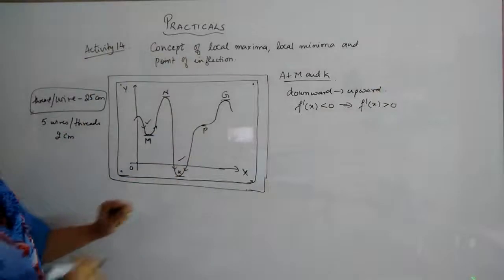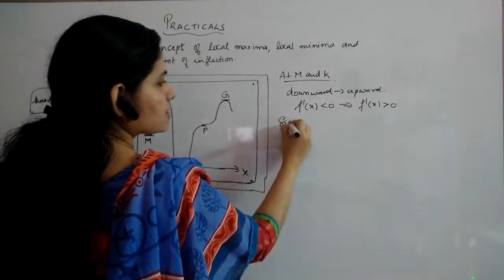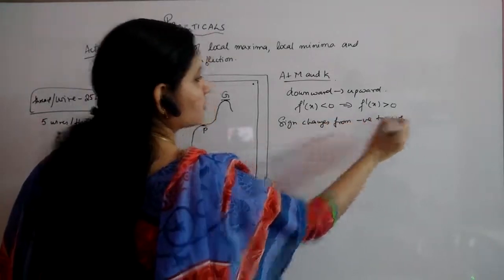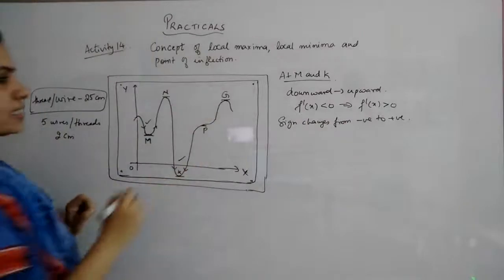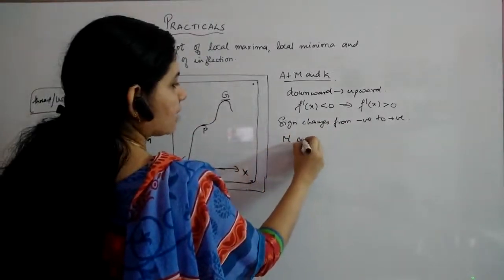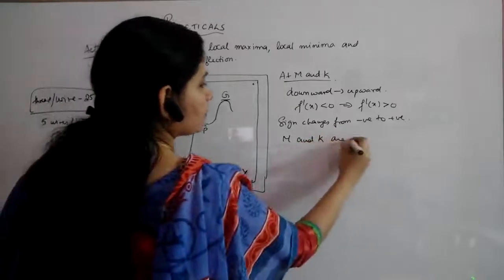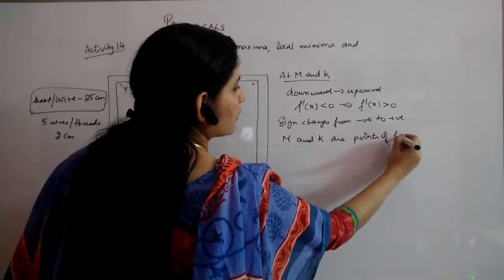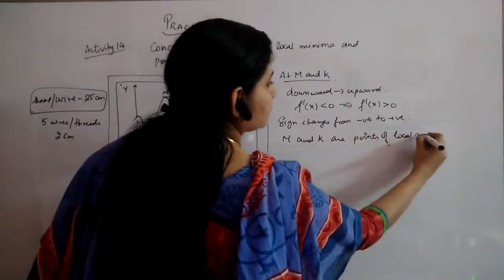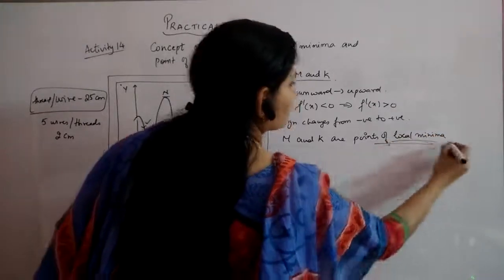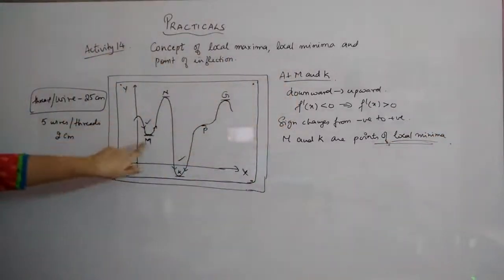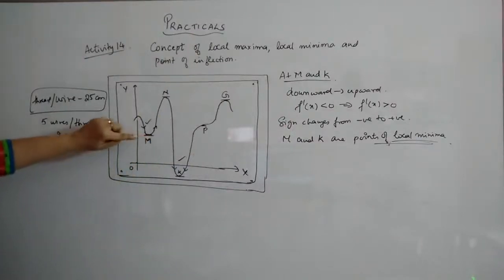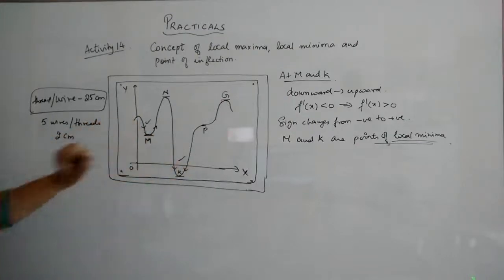So from where to where is it changing? The sign is changing from negative to positive. When it changes from negative to positive, you can say that the points M and K are both points of local minima. Understood? At these points the derivative will be 0, because the tangent is parallel to the x-axis. So that will be 0 there.